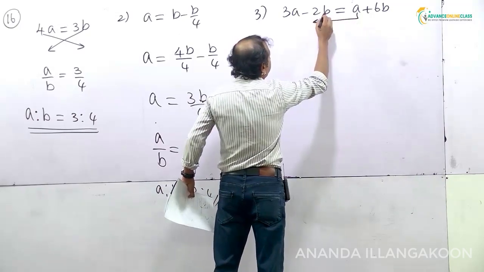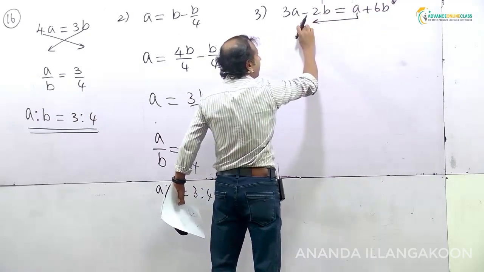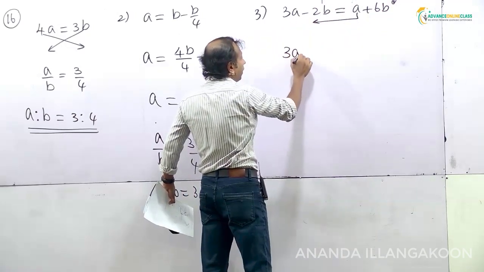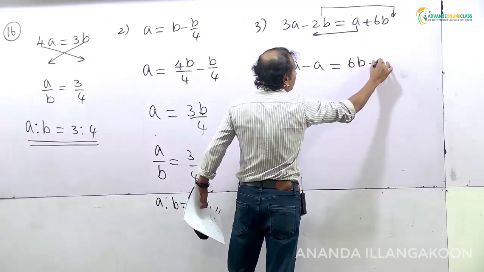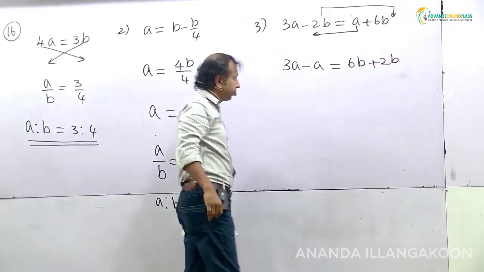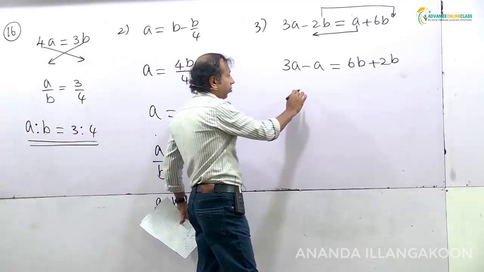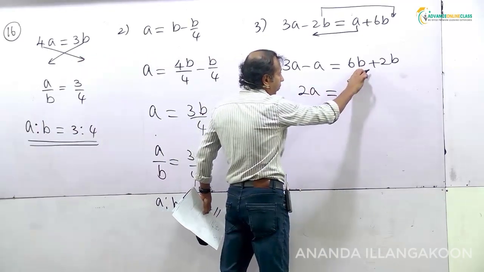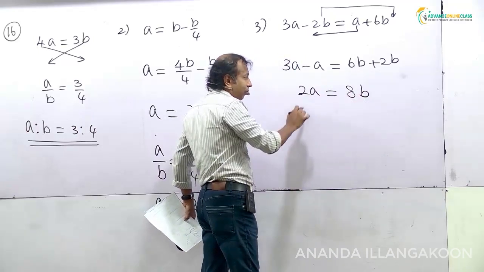A here, minus 2B to the right hand side. Once you bring this A to the left hand side, that becomes minus A. 3A minus A equals 6B plus 2B. So 2A equals 8B. Divide both sides by 2.